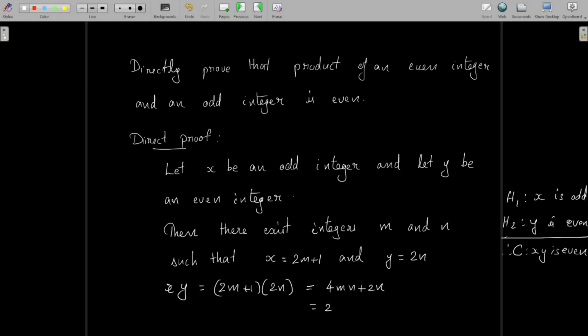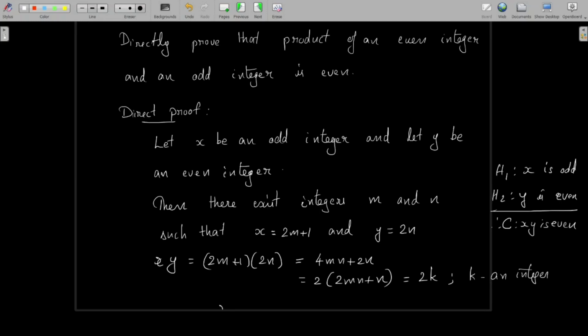So this is equal to 2 into (2mn plus n). Now this is of the form 2 into some integer k. So we have x into y is even. So using the two hypotheses H1 and H2, directly we proved that x into y is even.